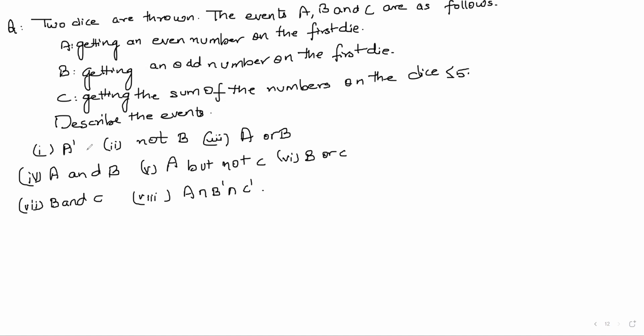Hey, Krishna, you get the answer? Just give me a minute. Not B is 2 comma, not B is 1 comma 1. Okay. Not getting an odd number on the first try. Okay. So please find not B. Okay, Krishna, no worries.